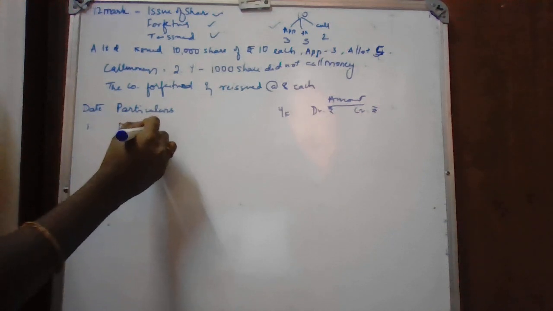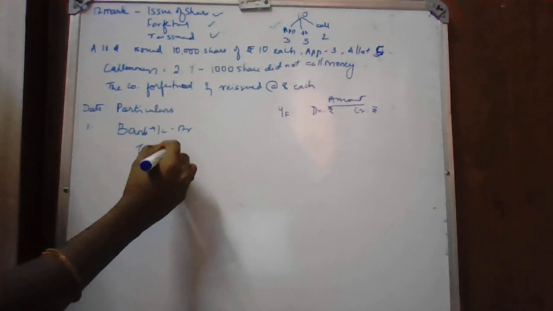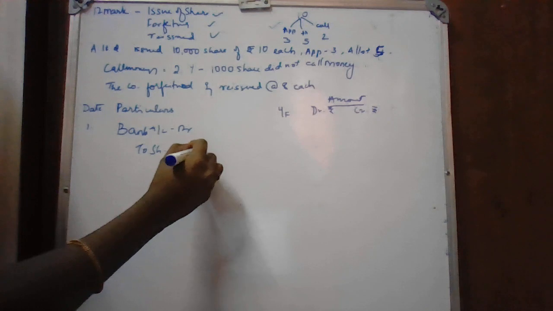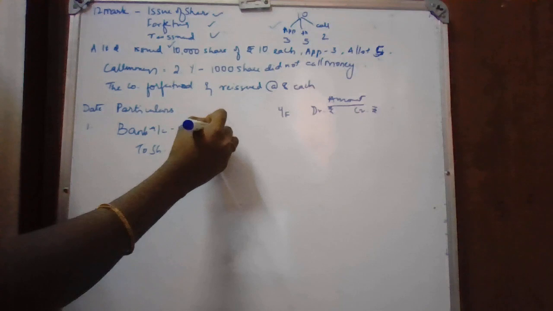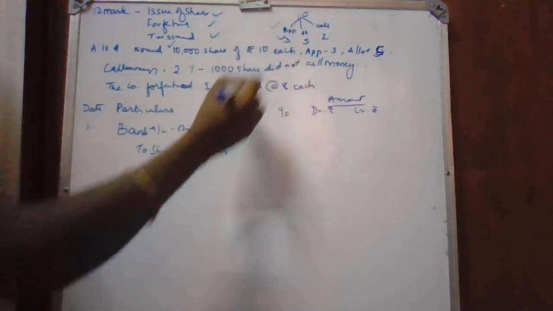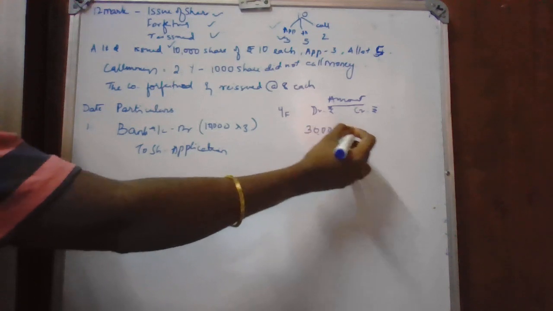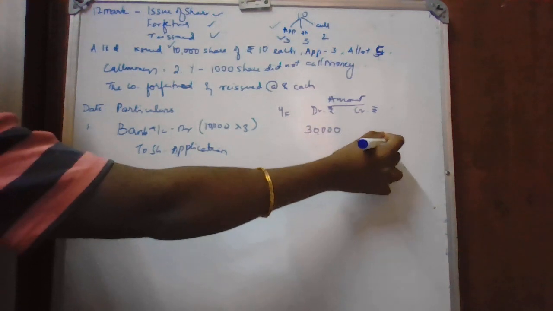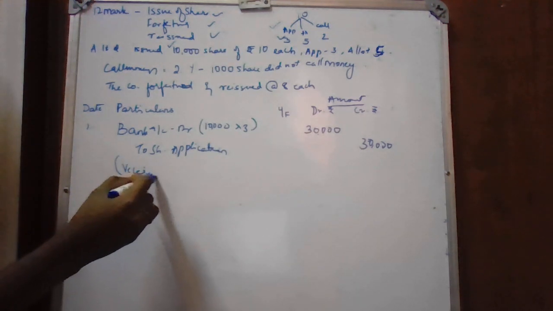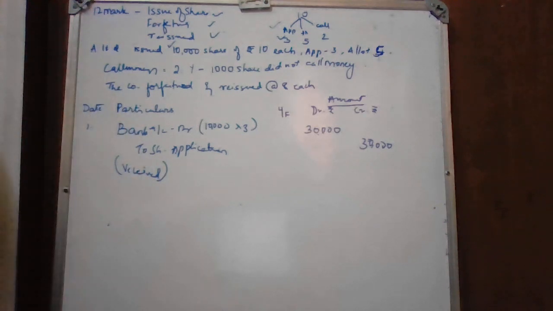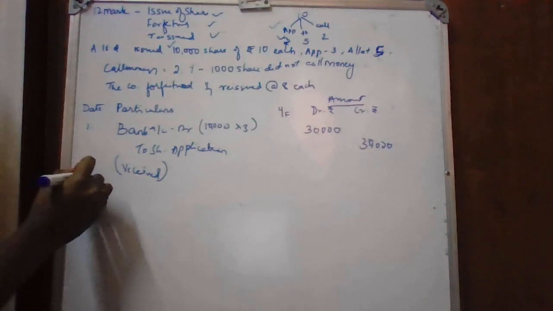So bank account debit to share application account. Here the amount will be, the number of shares issued is 10,000. Application money is 3 into 10,000, 30,000. Being application money received on 10,000 shares of rupees 10 each, out of which application is 3 rupees. You shall write the narration.